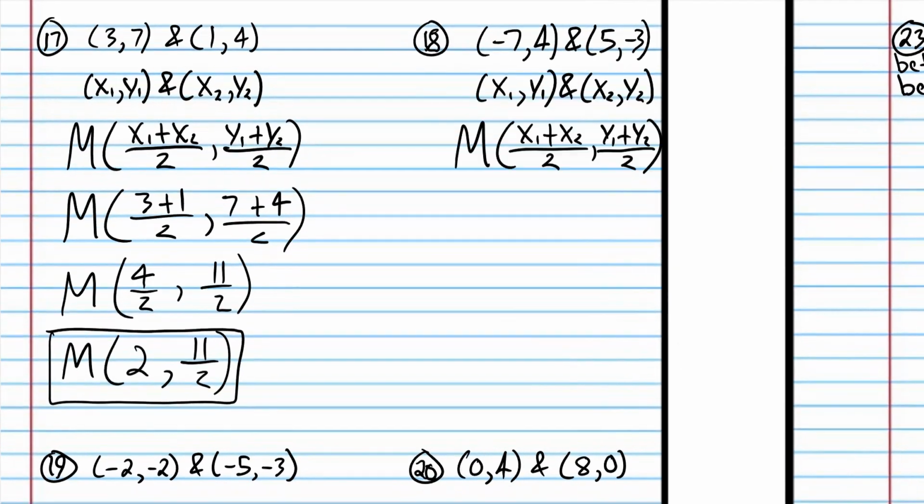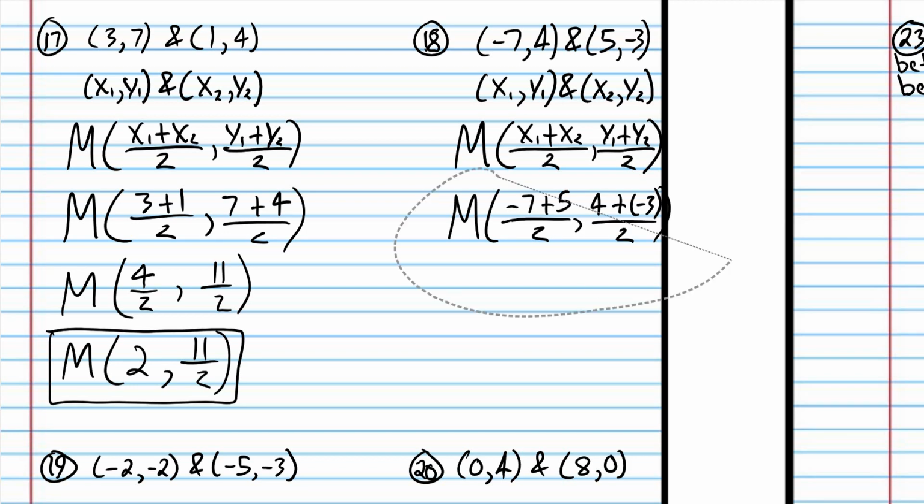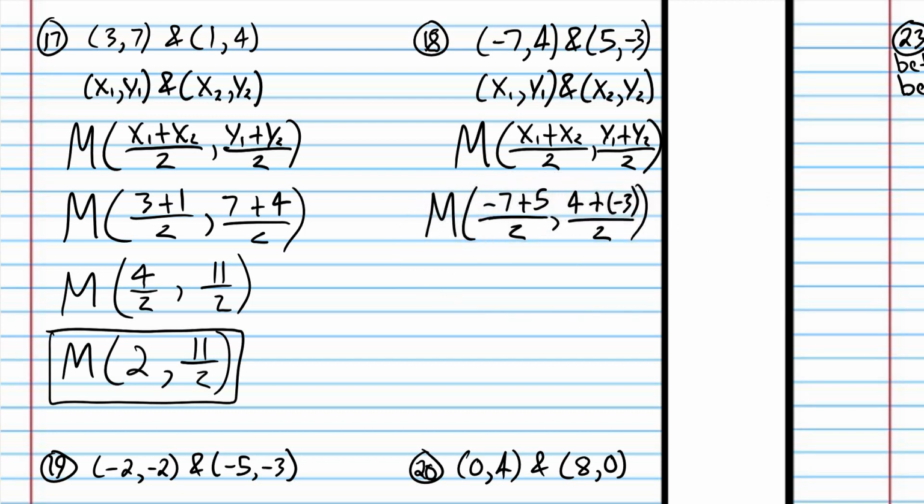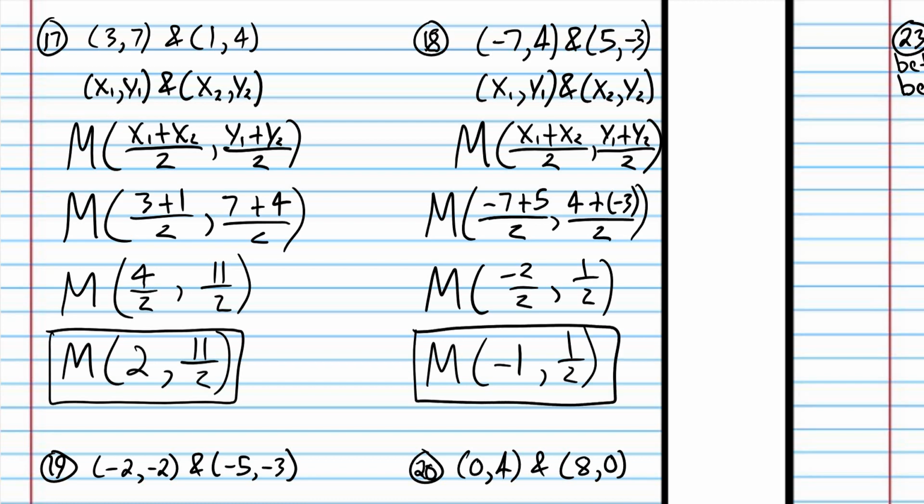All right, we're back. Now we just plug in numbers. -7 plus 5 over 2, that's the x value of the midpoint, and 4 plus -3, that's the y value of the midpoint, divided by 2, that is. You got to divide by 2 or else you'll get the wrong answer. So then we end up with -7 plus 5 is -2. 4 plus -3 is 1. And we have -1 and 1/2. So if you got those answers, good job.